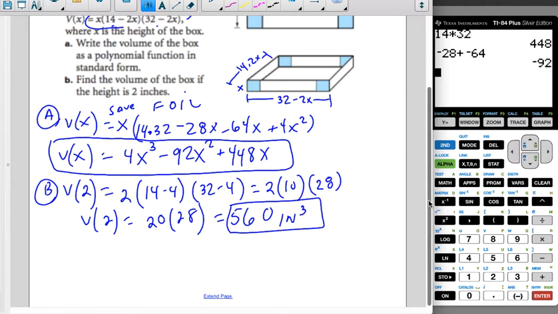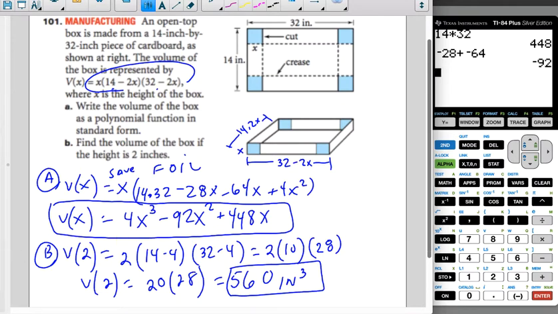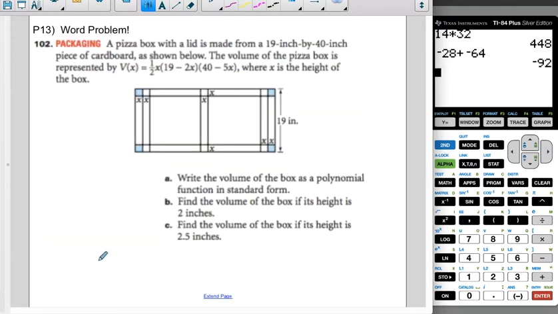And that's it, right? Now, you could certainly have plugged into your original that you found in part A, but I don't think it's worth it. I think it's much easier to plug into the factored form. All right, let's look at one more word problem. A pizza box with a lid is made from a 19-inch by 40-inch piece of cardboard, as shown below.